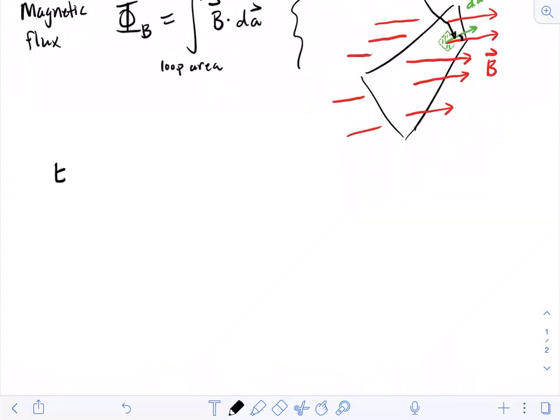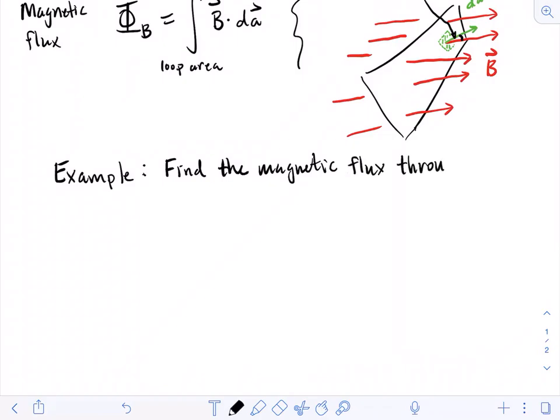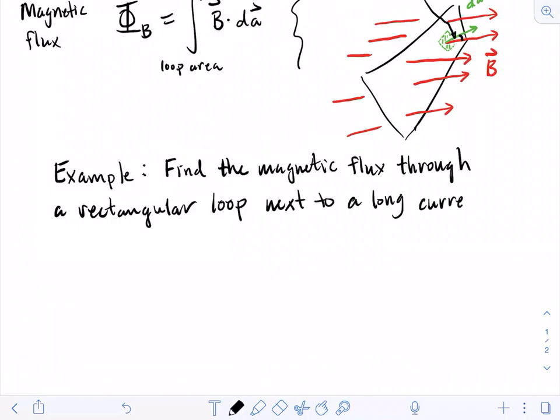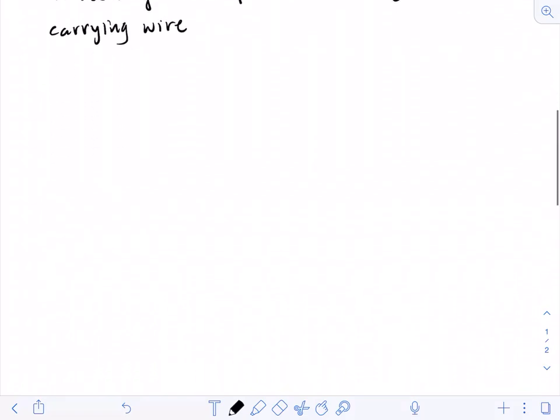So let's just try an example. In this example, we're going to find the magnetic flux through a rectangular loop that sits next to a long current carrying wire. Okay, so let's start with a picture.